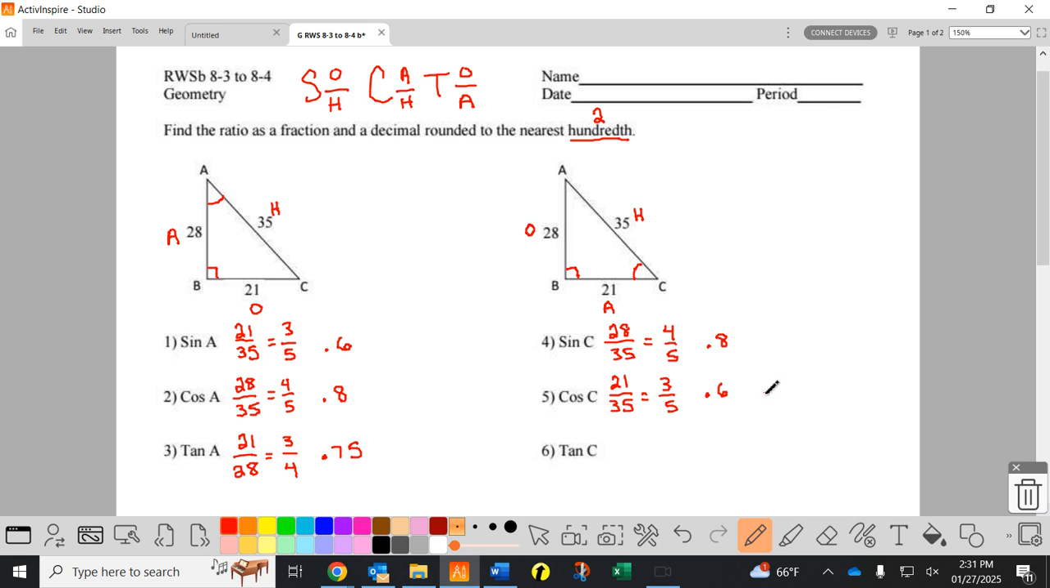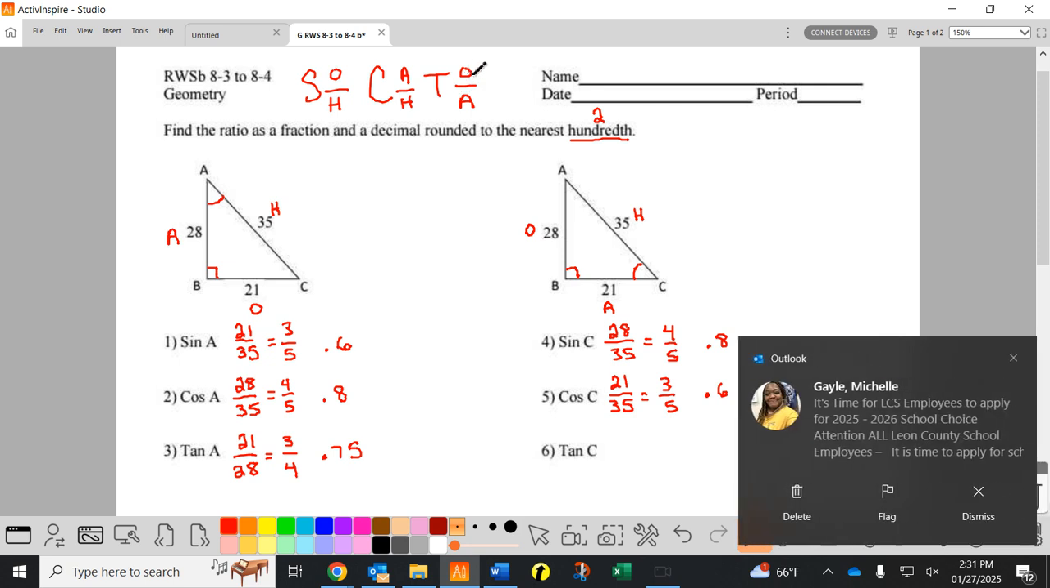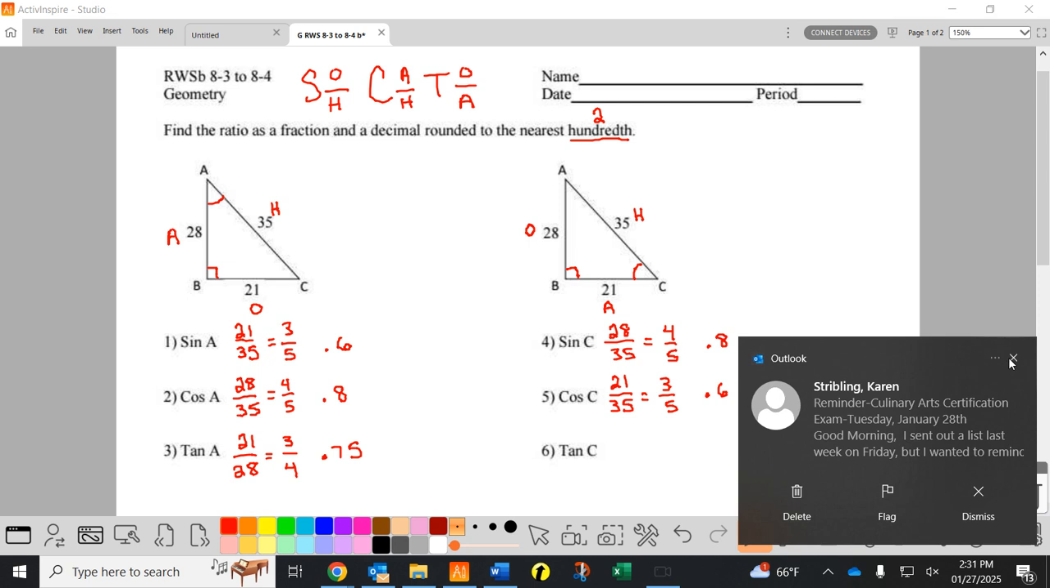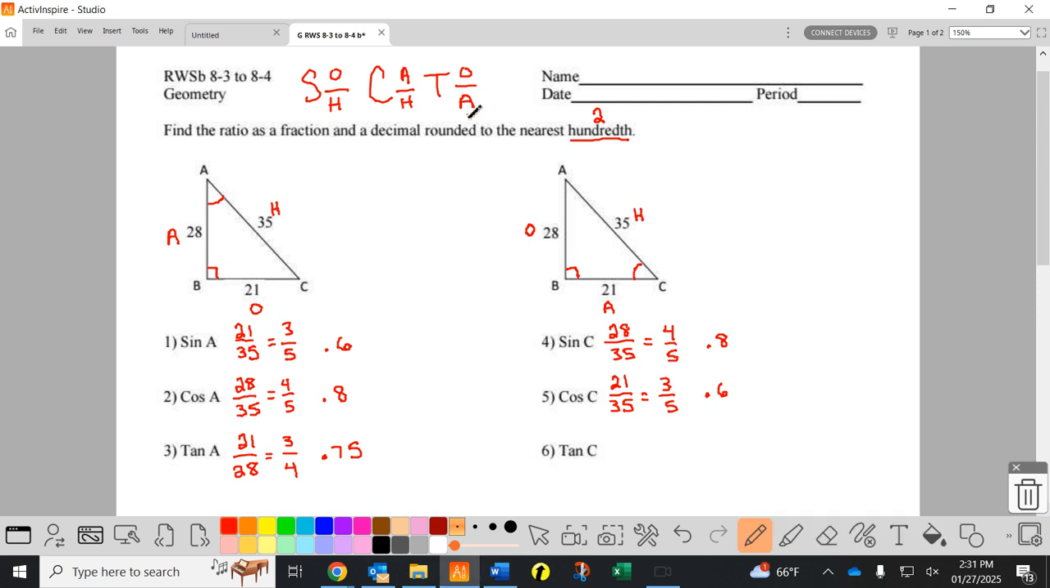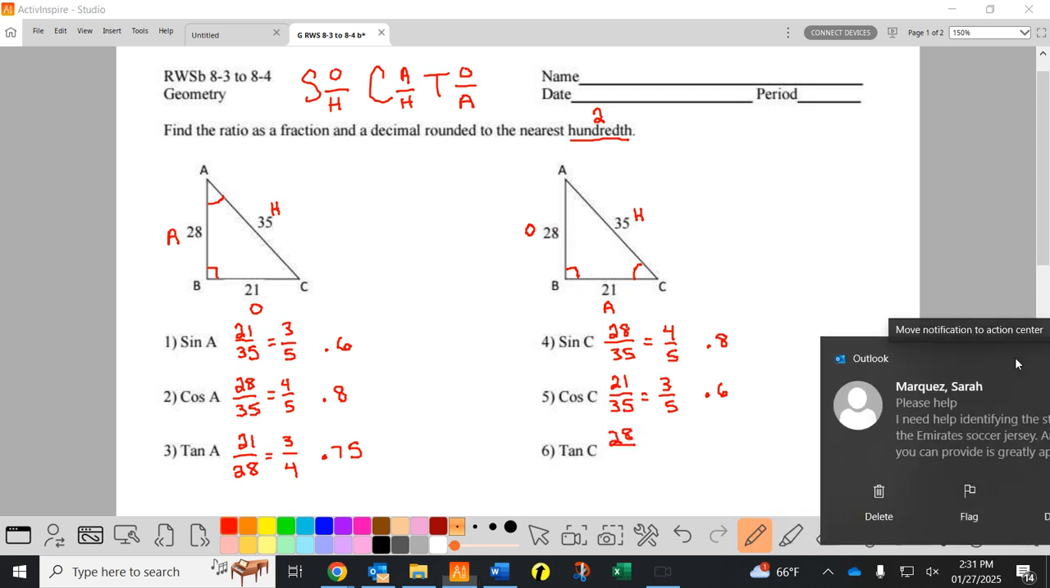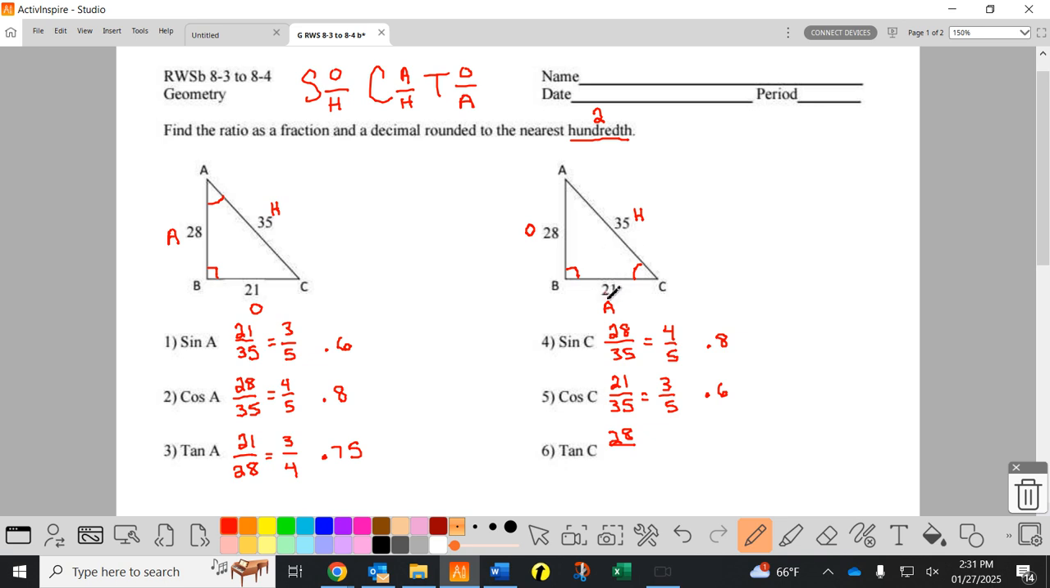Okay, from there, tangent of C. Tangent is the only one that does not use hypotenuse. It's going to be opposite over adjacent. Opposite over adjacent is going to be opposite 28 over the adjacent, which is going to be 21.